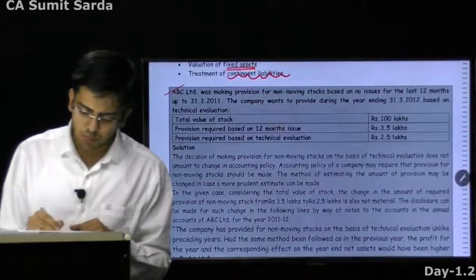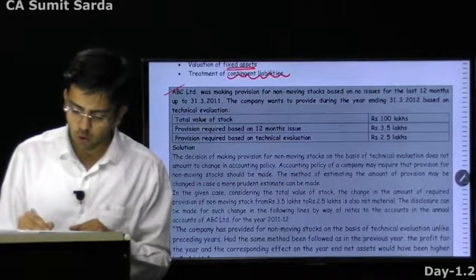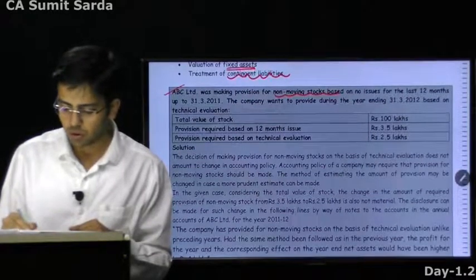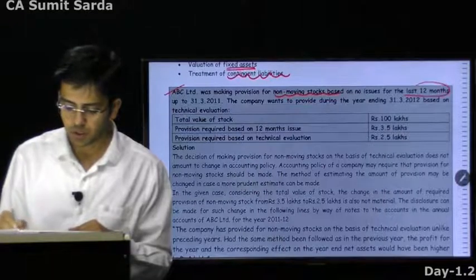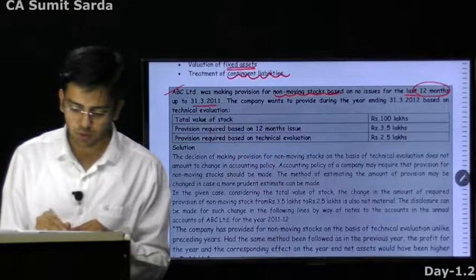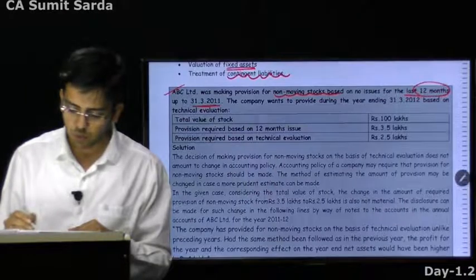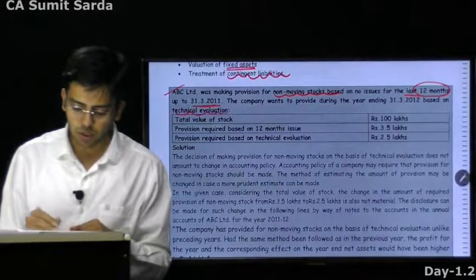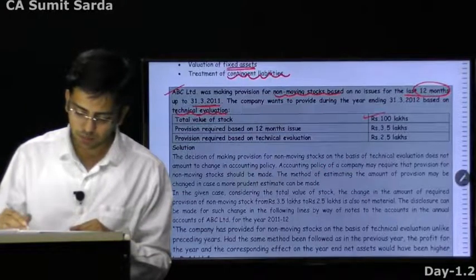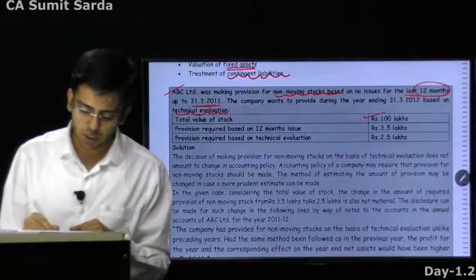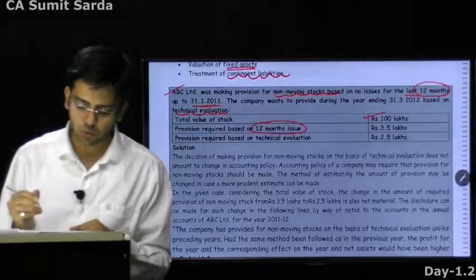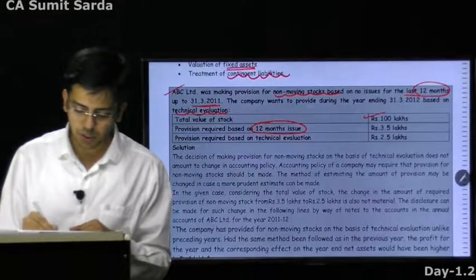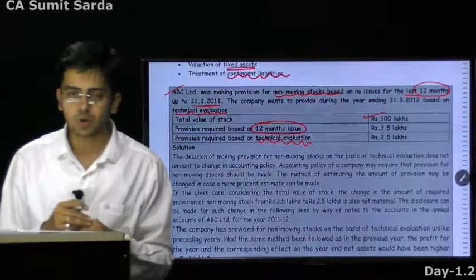Okay, the first question. ABC Limited is making provision for non-moving stock based on number of issues for the last 12 months up to 31st March 2011. The company wants to provide during the year ending 31st March 2012 based on technical evaluation. Total value of stock is 100 lakhs. Provision required based on 12 months issue is 3.5, as per technical evaluation 2.5.